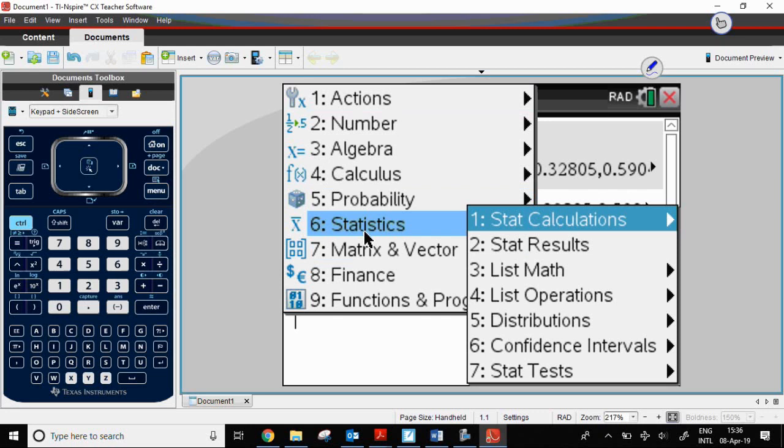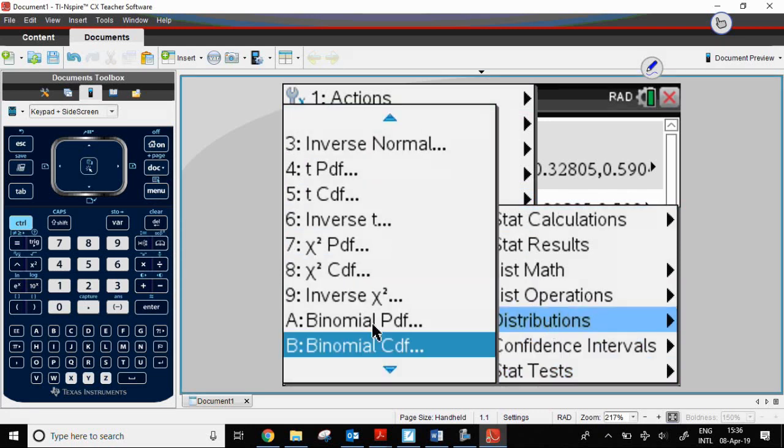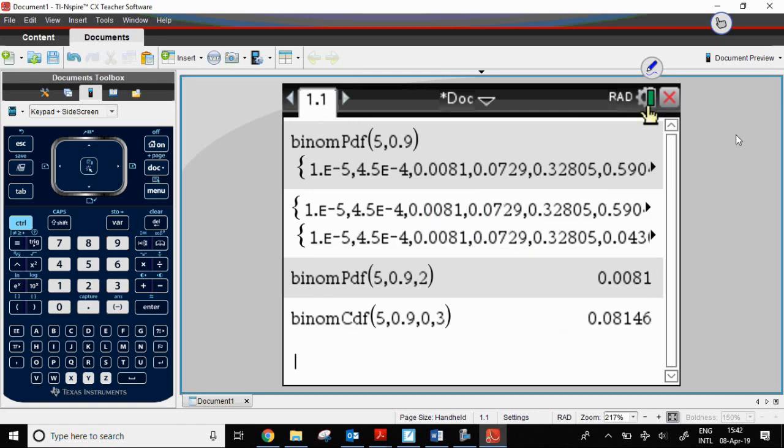So what about the second problem, where we had at most 3 successes? Well, this is going to be the CDF. I like to pretend that the C stands for cumulative. So in this case, again, there were 5 trials. Probability of success was 0.9. My lower bound of successes for this problem was 0, and my upper bound was 3. So that right there, that is the major takeaway from this video, is just knowing how to use the calculator. Because again, most questions for statistics are going to be calculator based.